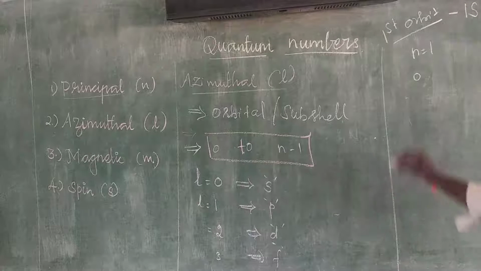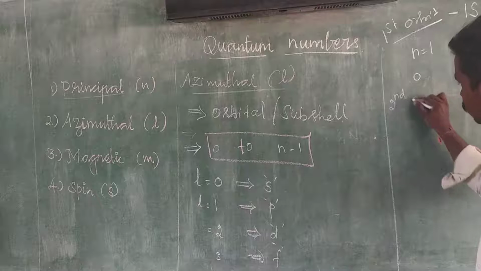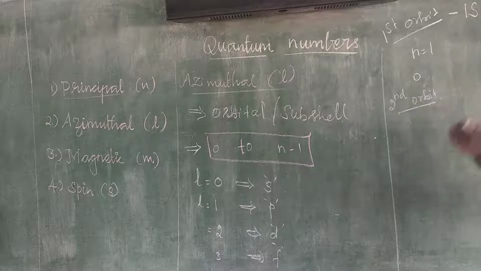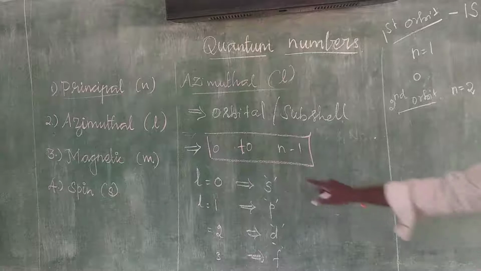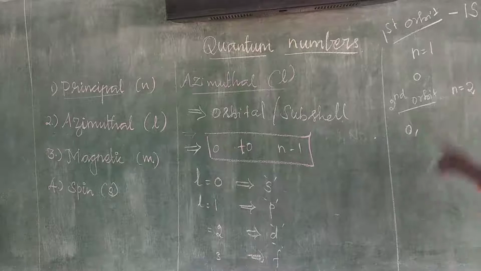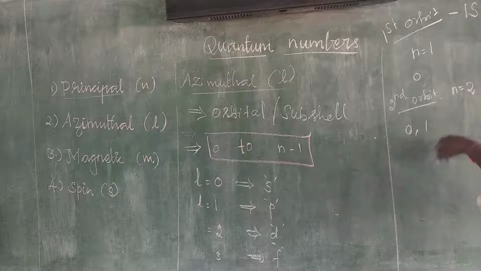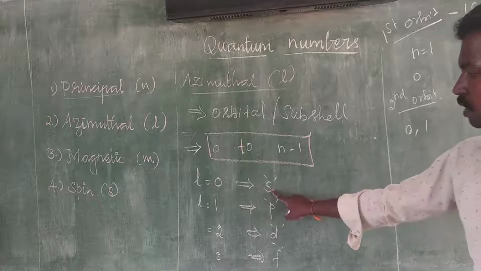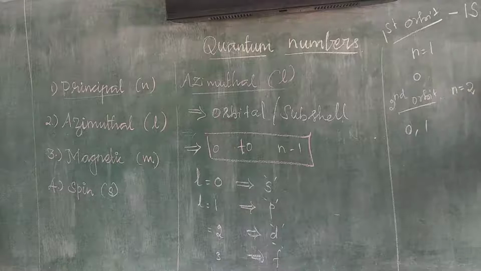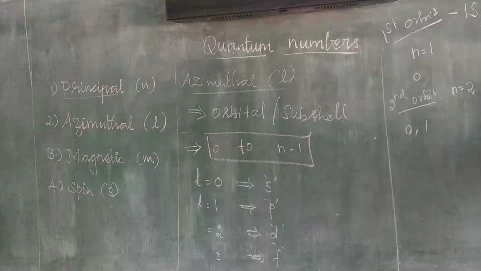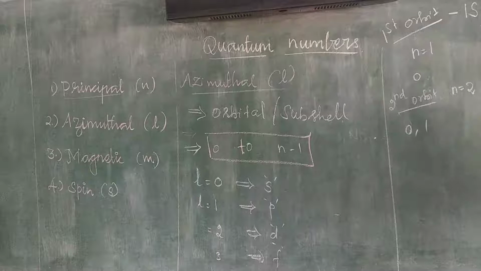If we check the second orbit, n is equal to 2. Then 0 surely will be there. 2 means 2 minus 1, which is 1. So 0 and 1. 0 means s orbital, 1 means p orbital. So in the second orbit, there are 2 orbitals: one is 2s and the other is 2p.